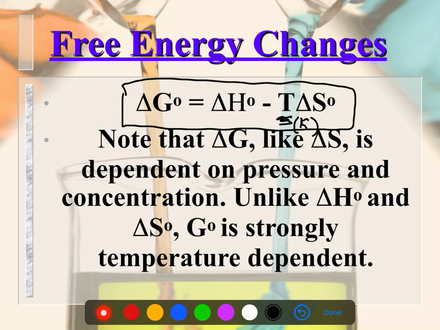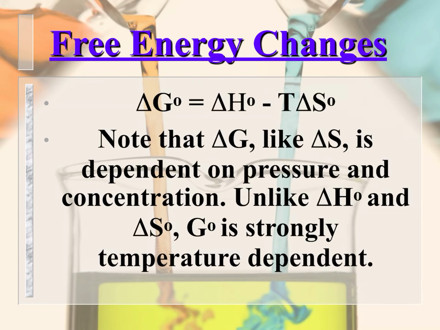Now, temperature is in Kelvin, so there are no negative values for temperature. We said with delta H, you can have either exothermic or endothermic, so we could have positive or negative values there. And with entropy, we're either increasing the entropy, maybe we're dissolving a crystal, or we're decreasing the entropy, maybe it's the formation of a precipitate. So delta S can also have positive or negative values, but temperature is always going to be positive.